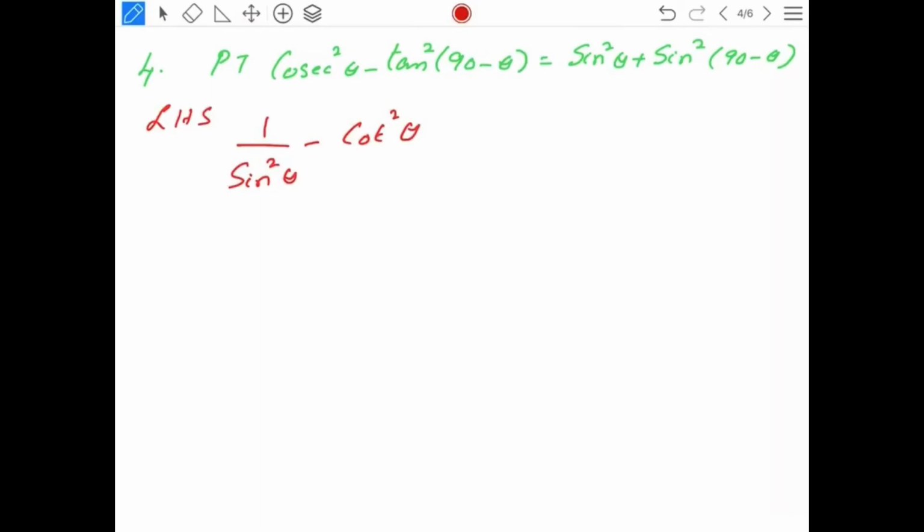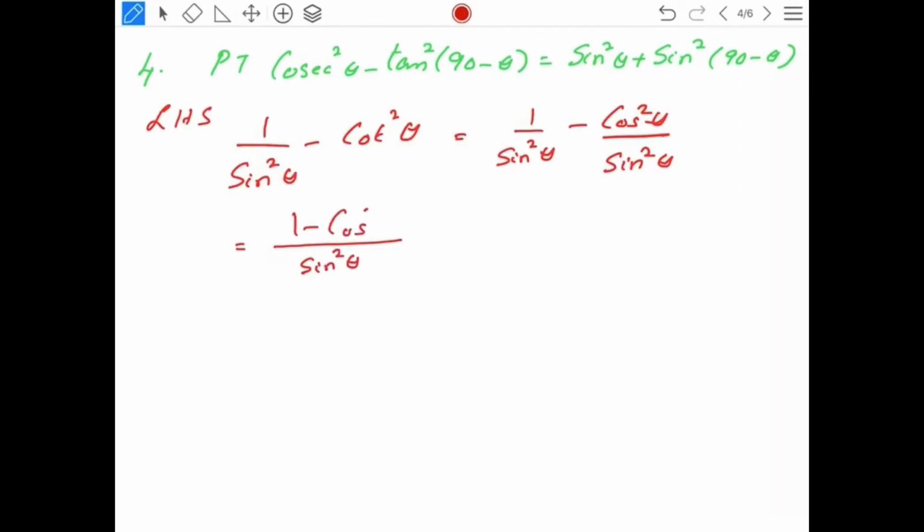So tan 90 minus theta is cot theta. So this is equal to 1 by sin square theta minus cot theta is cos by sin, so cos square theta by sin square theta. So equal to 1 minus cos square theta by sin square theta, which is sin square theta by sin square theta, equal to 1.